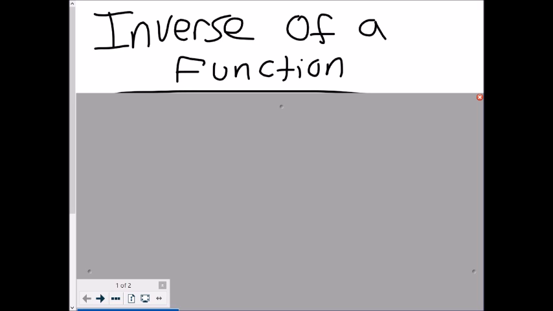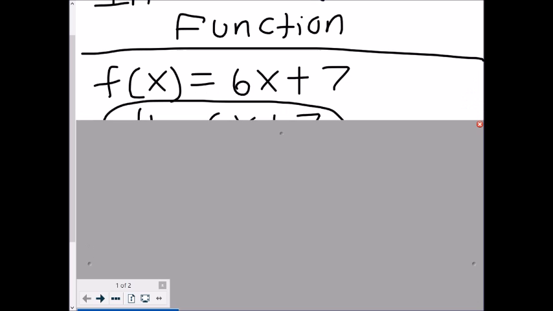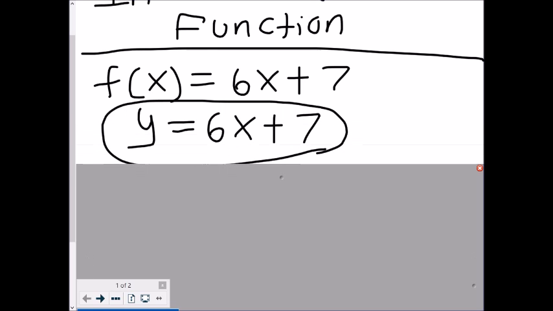So we're going to be going over the inverse of a function. For this example, we're going to use the function f of x equals 6x plus 7. Basically, if you have f of x, g of x, anything of a variable in a function, you can just call it y.